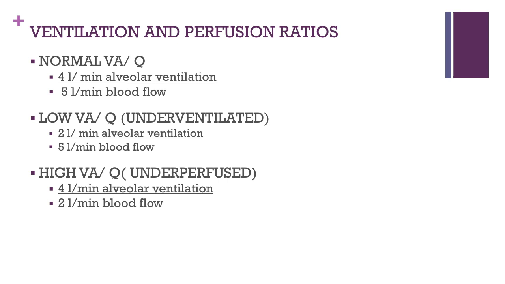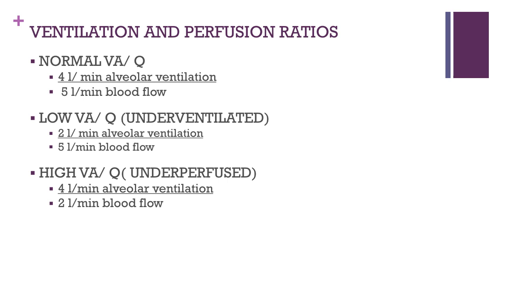For ventilation perfusion ratios, a normal ratio is essentially 4 liters per minute of alveolar ventilation matched by 5 liters per minute of blood flow. And again, you want your blood flow a little bit higher than your ventilation so that you're being really efficient, in that you're coming by and picking everything up.